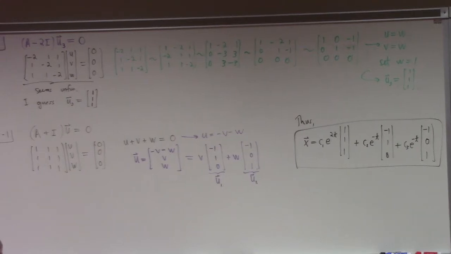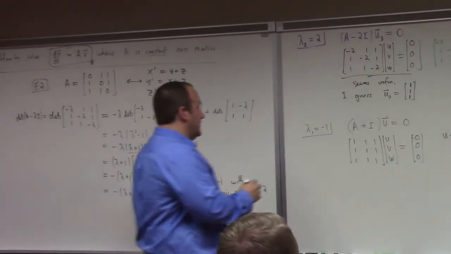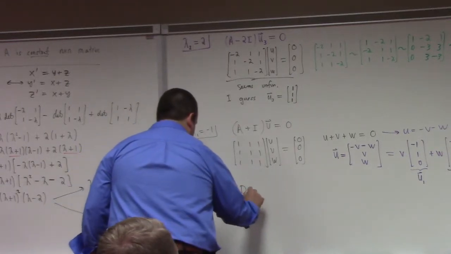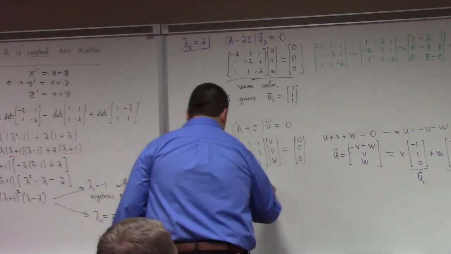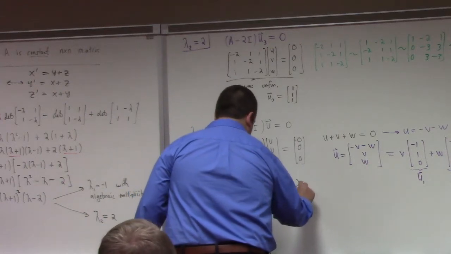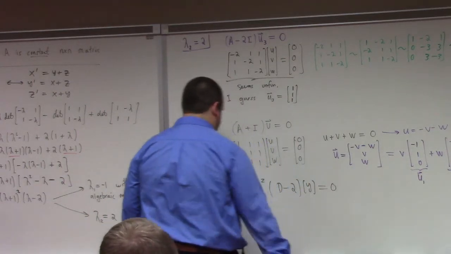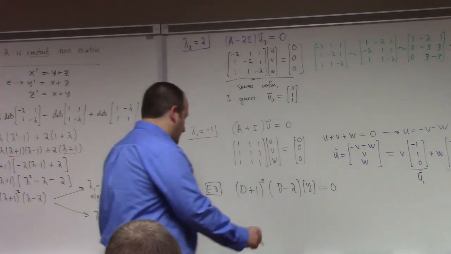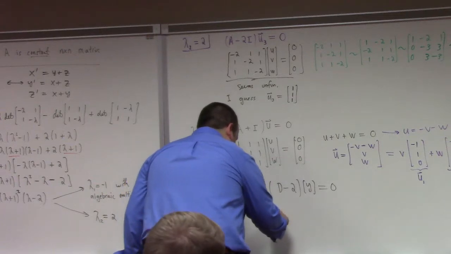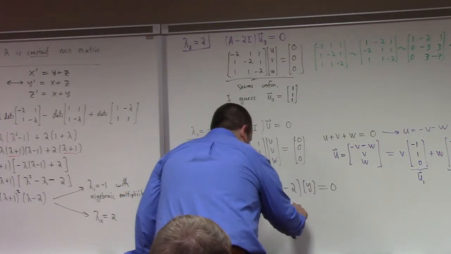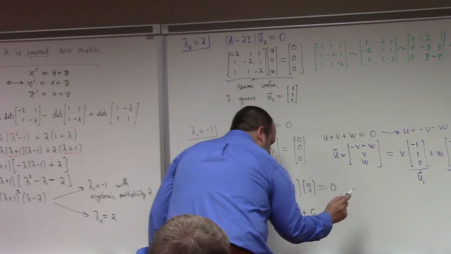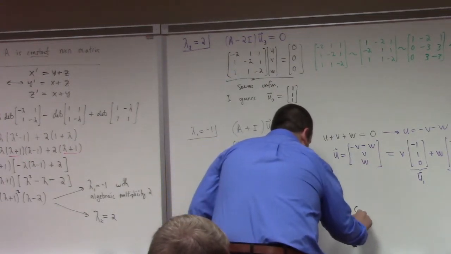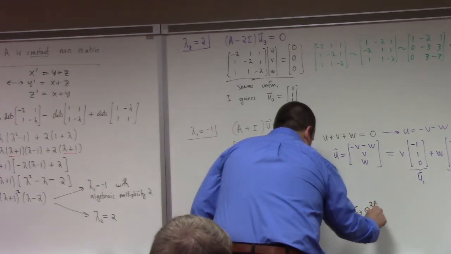Let's see if I can get back to it. Example 3. How would you solve (D+1)^2 (D-2) y = 0? What would the solution of that have been? You guys know. We write it down: y equals c1 e^(-t) plus c2 t e^(-t), plus c3 e^(2t). And there it is.